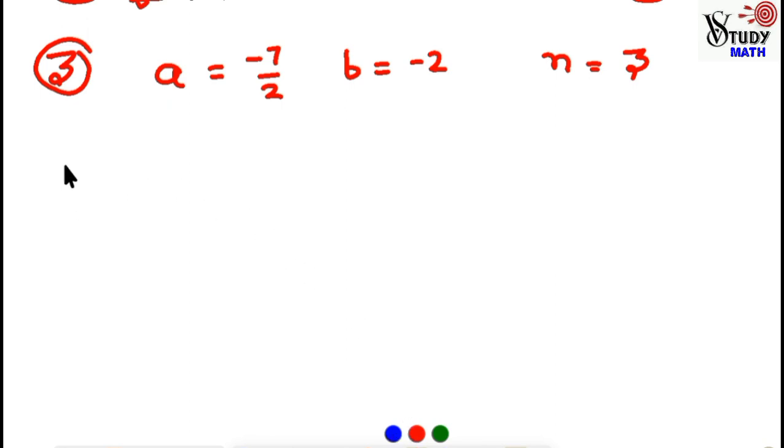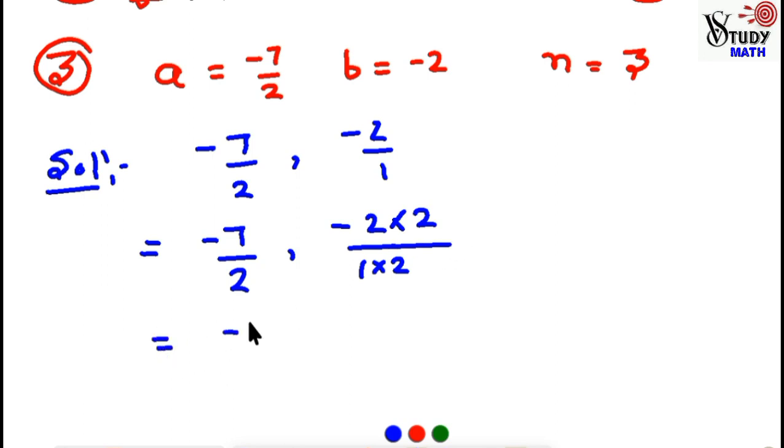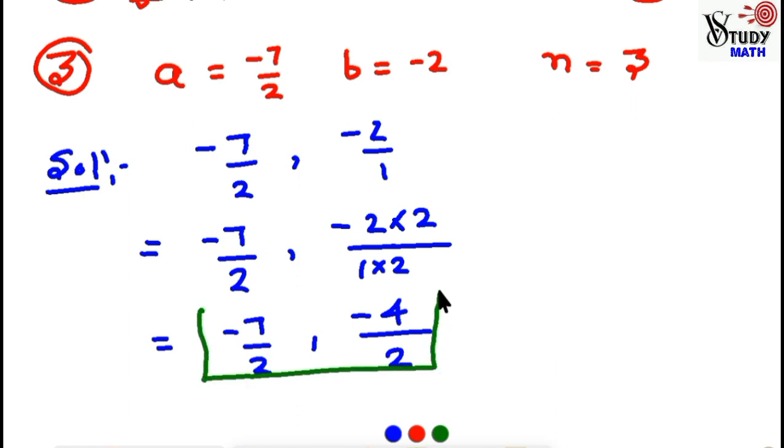The alternate method says that we have to make sure both denominators are the same. Here the denominator of negative 2 is 1, so let's make it equal first. For making this 2, I am going to multiply the denominator 1 by 2, then I have to multiply the numerator by 2. So I have negative 7 by 2 and negative 4 by 2. Now both denominators are the same, my dear students. You can see clearly here in this rectangle box. So now move to the next step.